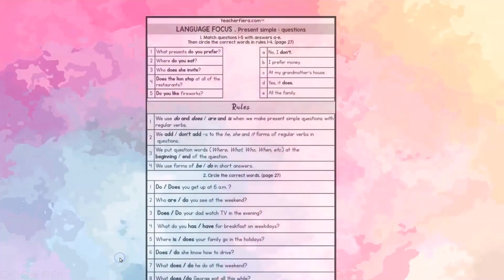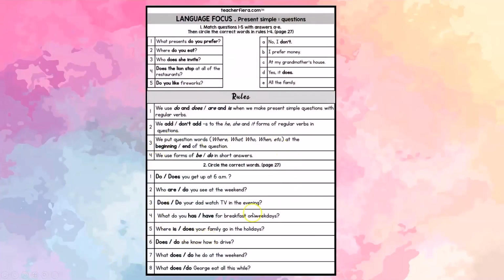Okay, so let's look at this page. What you have to do here is, first, match questions 1 to 5 with answers A to E. Let's see number 1. "What presents do you prefer?" This is the answer: "I prefer money." So for number 2 until number 5, you can do on your own.